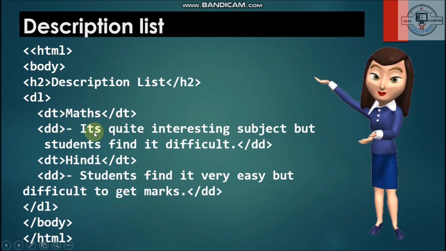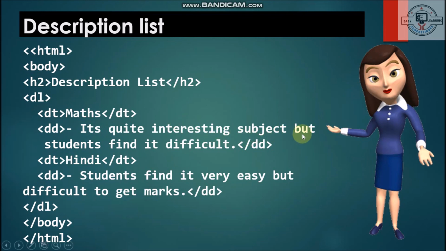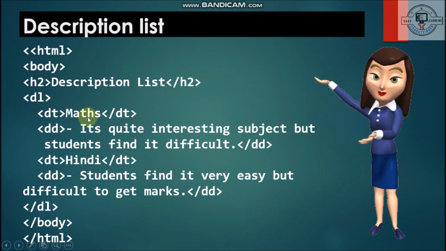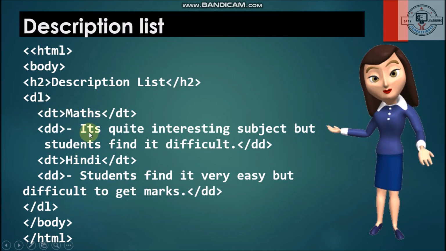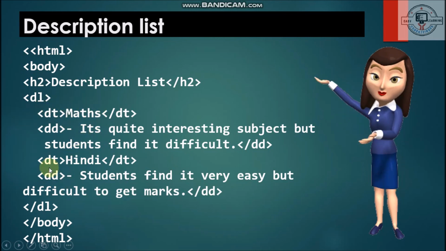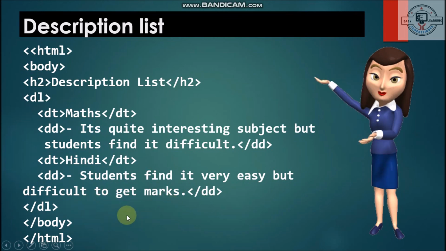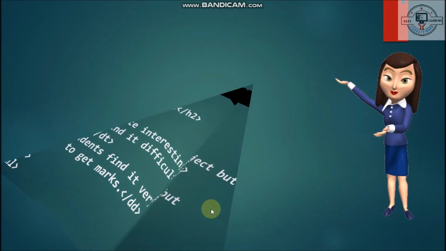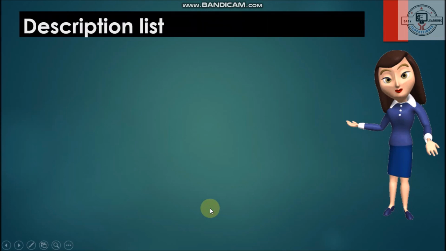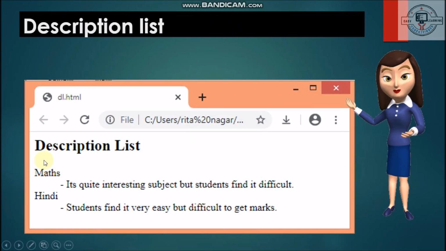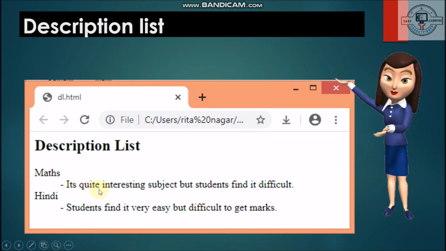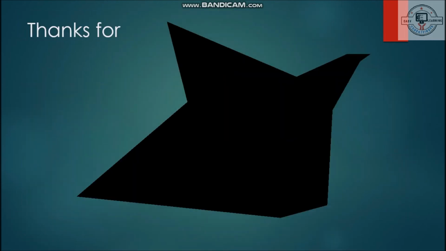This is just for the example. It's quite an interesting subject, but students find it difficult. This is about the maths. I am giving the term and the related term description here. In the same way, I have taken Hindi, and Hindi students find it very easy but difficult to get the marks. Now just see the result of this. These are the terms with the description here. In this way it will come. It's very easy to learn.